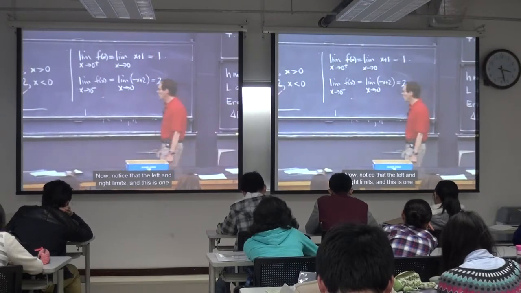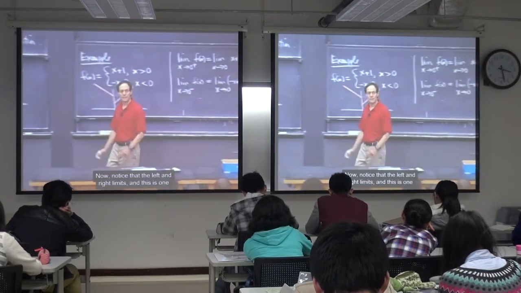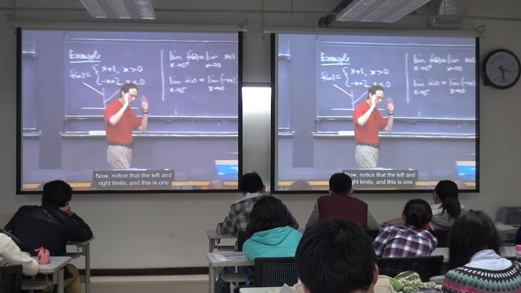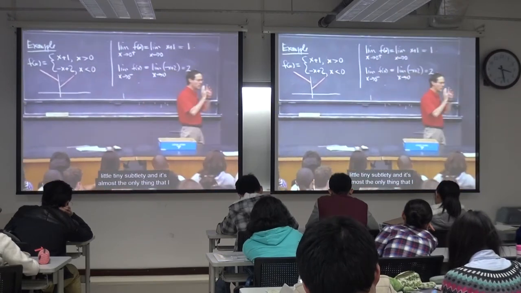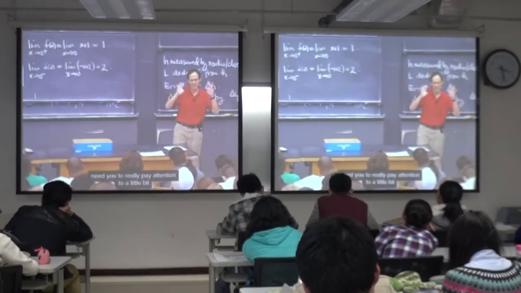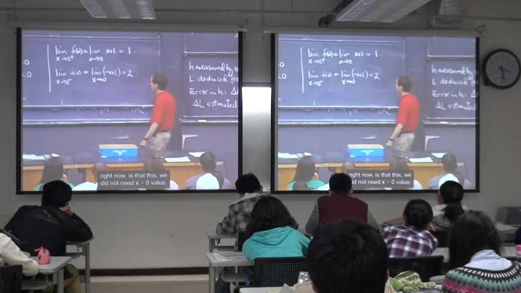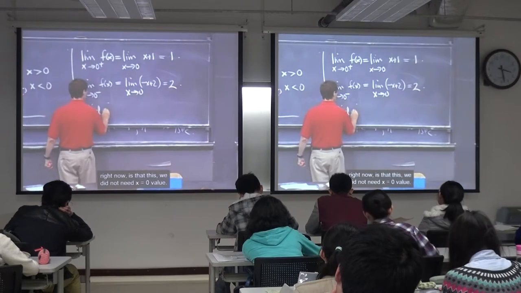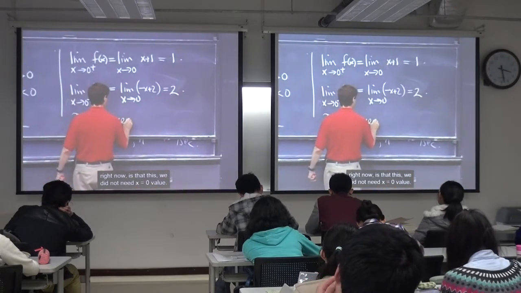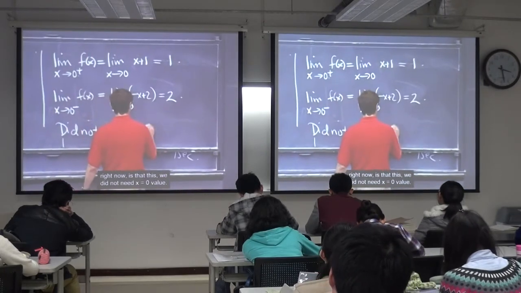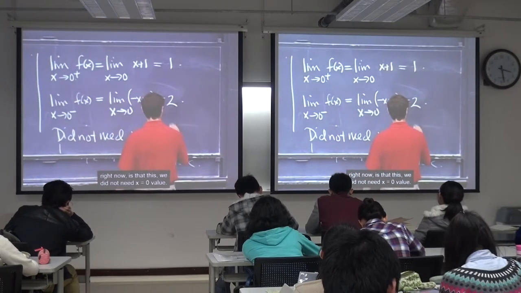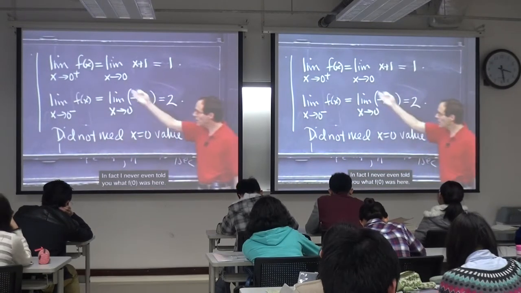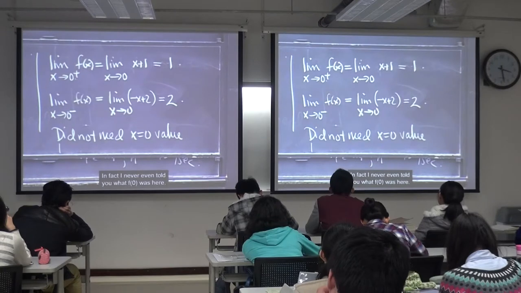Now, notice that the left and right limits, and this is one little tiny subtlety, it's almost the only thing that I need you to really pay attention to right now, is that we did not need the x equals 0 value. In fact, I never even told you what f of 0 was.